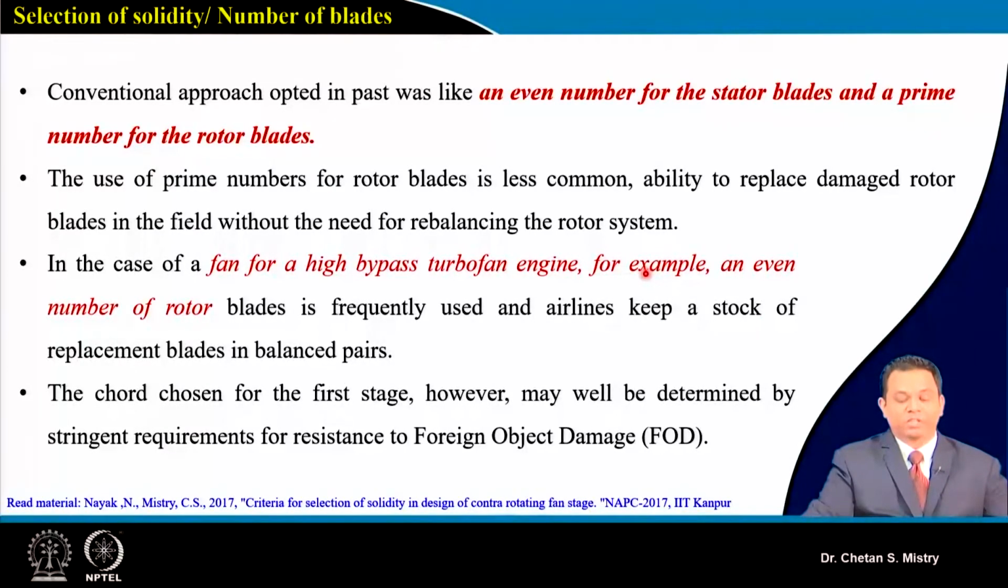As we have discussed for what chord we are selecting, suppose we are talking about the first stage, then I need to have a sufficient length of chord so that we will not have any damage when a foreign object strikes that blade; it should have sufficient strength. So all these things give the indication of what my chord needs to be and what my number of blades needs to be.